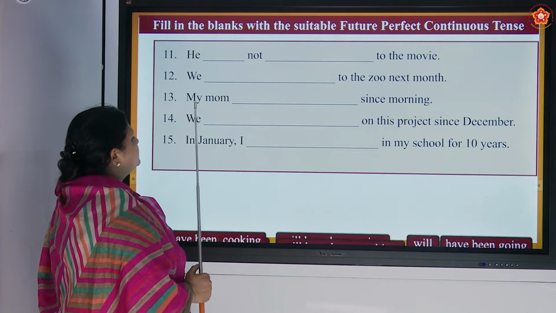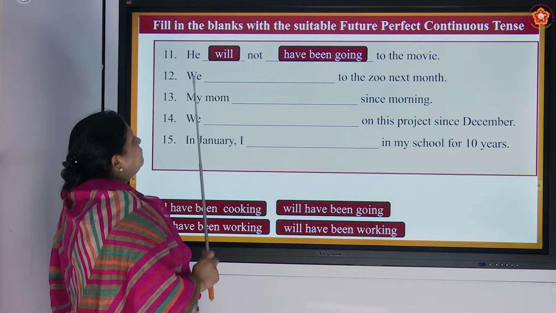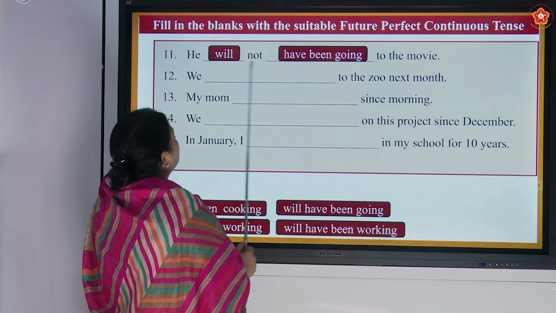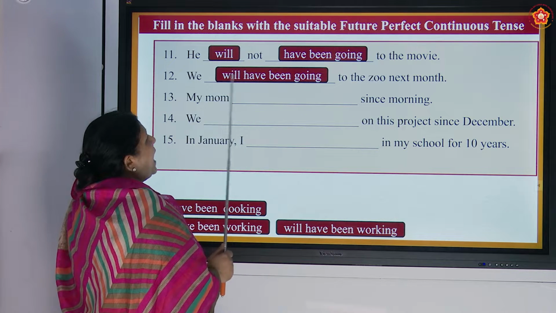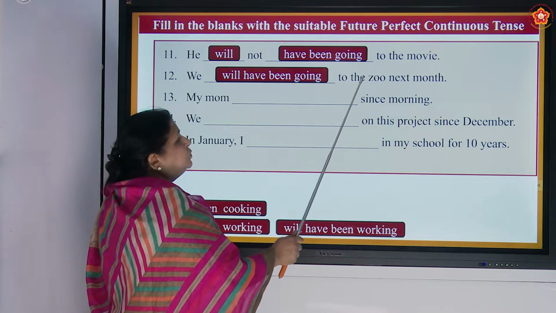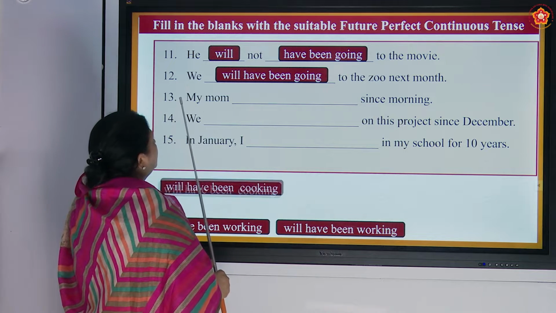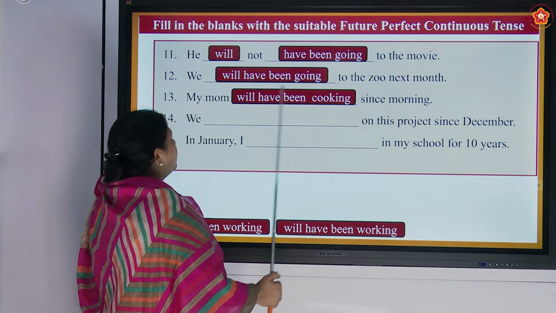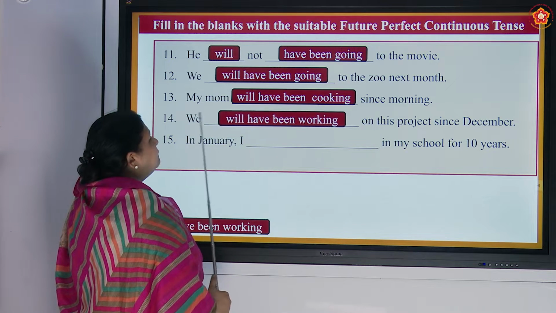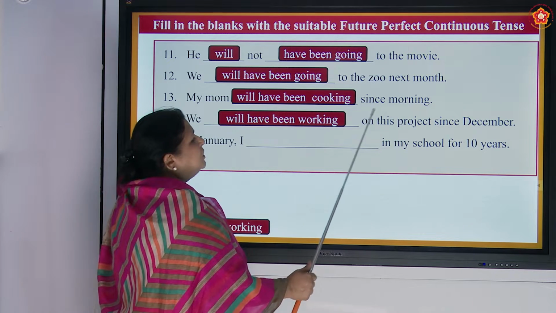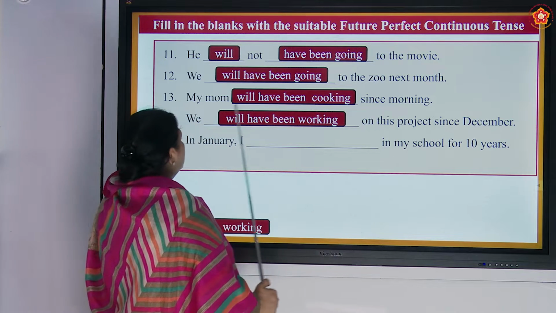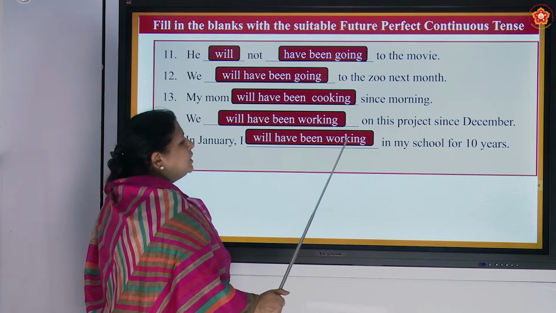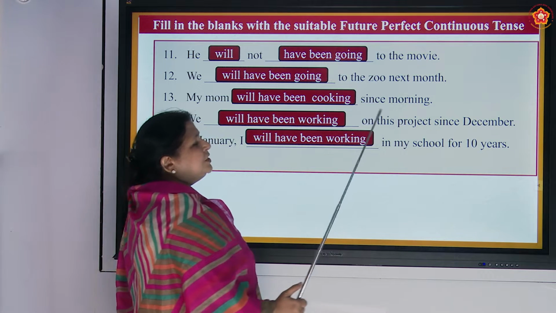Some more fill in the blanks so that you are perfect. He will not have been going to the movie. We will have been going to the zoo next month. My mom will have been cooking since morning. We will have been working on this project since December. In January, I will have been working in my school for 10 years.